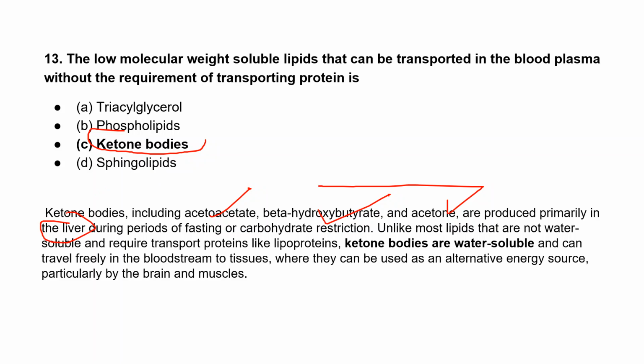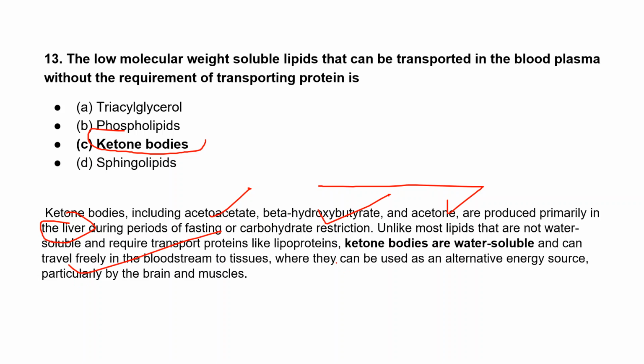And we know that lipids are not water soluble, right? And they require transport proteins like lipoproteins. But these ketone bodies are water soluble. Why? Because they are very low in weight, they can move freely in the bloodstream to the tissues, where they can be used as an alternative energy source, particularly by the brain and muscles, during long fasting periods.